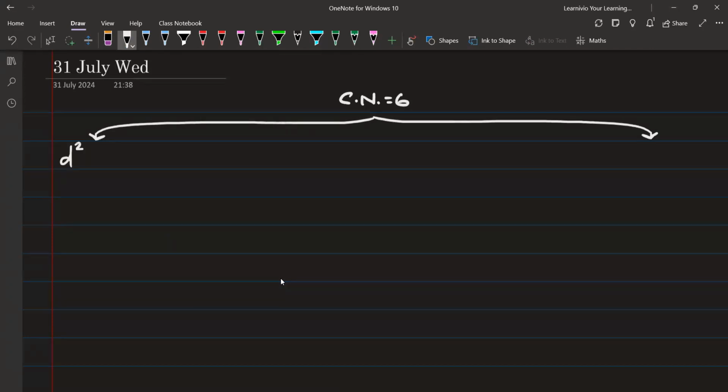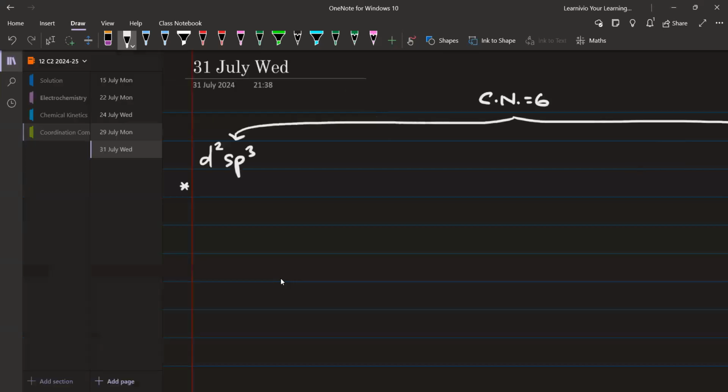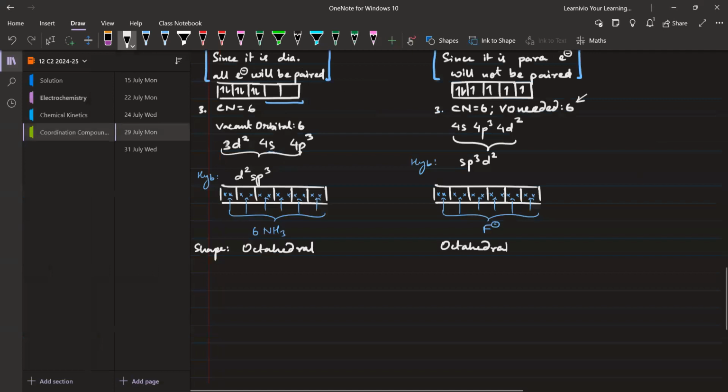When we have d2sp3, and the other possibility is sp3d2. Now, this d2sp3 is known as inner orbital complex. Why? Because we have seen that in d2sp3, we are using 3d, 4s, and 4p.